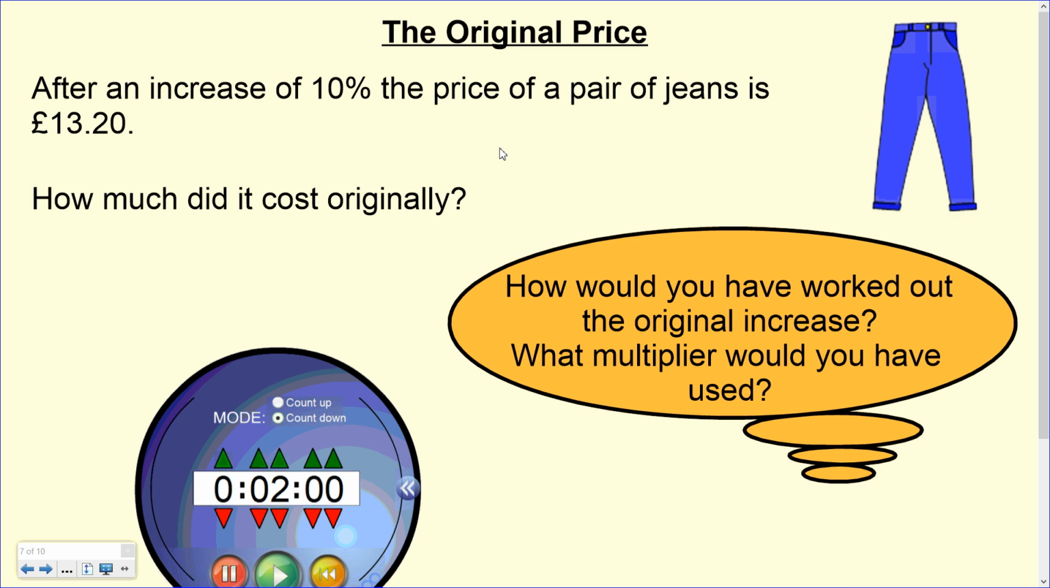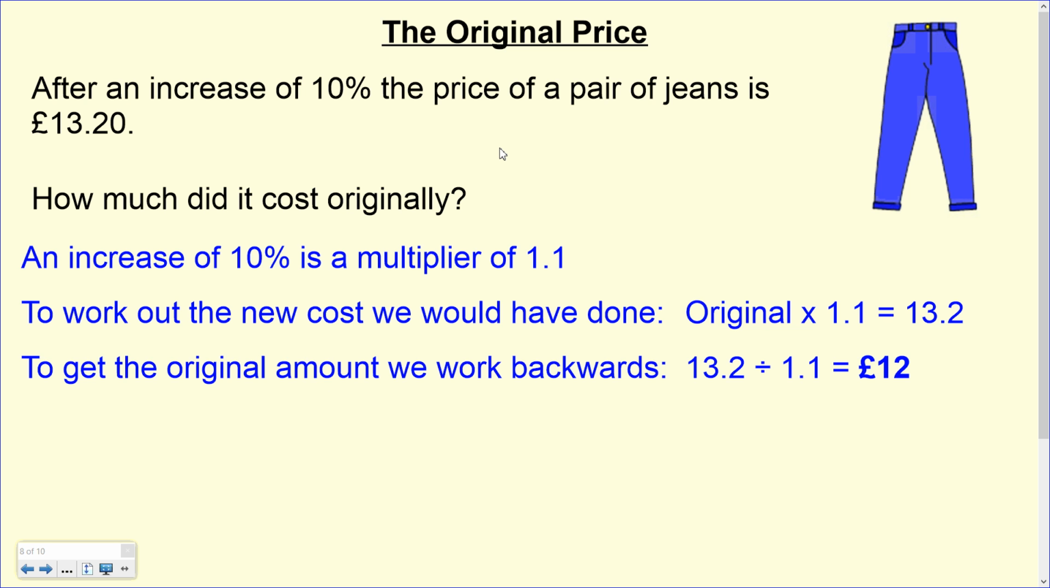And now moving forwards, we're going to go through 2 different approaches. But we can think here, we've increased it by 10%. The multiplier we would use for an increase of 10% is 1.1. So if we were working out a new cost, we'd have done the original cost times 1.1, and got that new cost, £13.20, 13.2 as a number. So the original times 1.1 is 13.2.